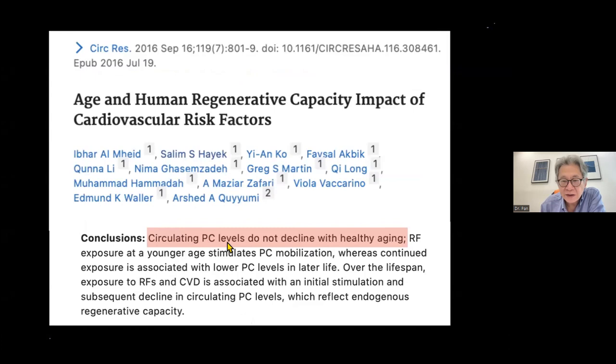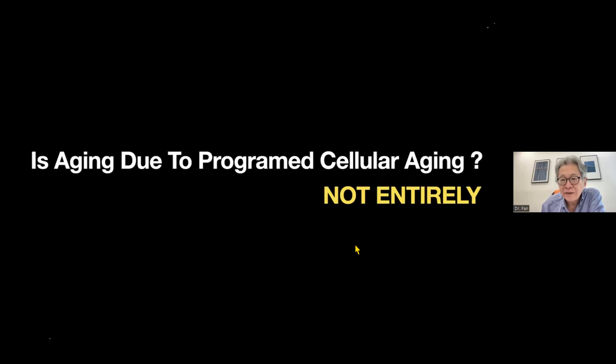But if you have a trauma or a disease process when you were younger, because of the change the disease makes to the environment in your body, that will eventually lead to a decrease in the progenitor cells. So the answer to this question is: not entirely.